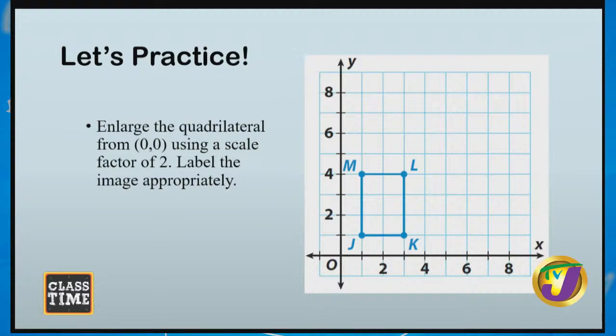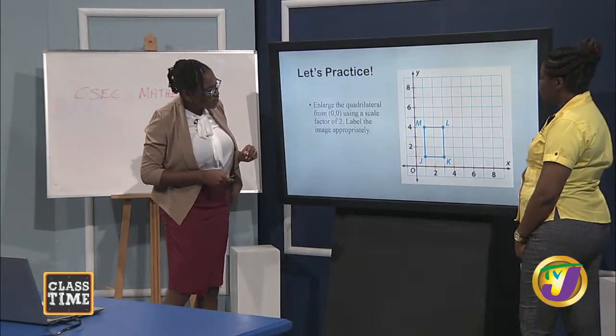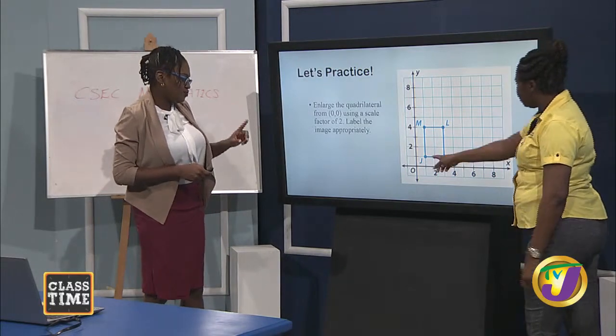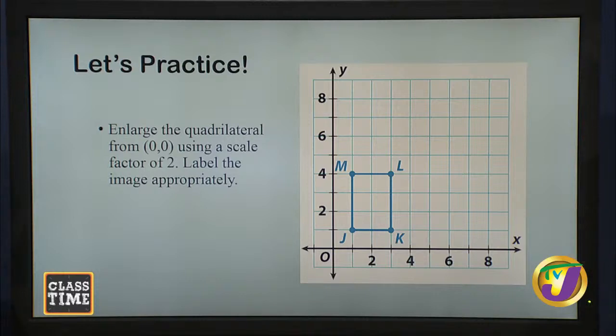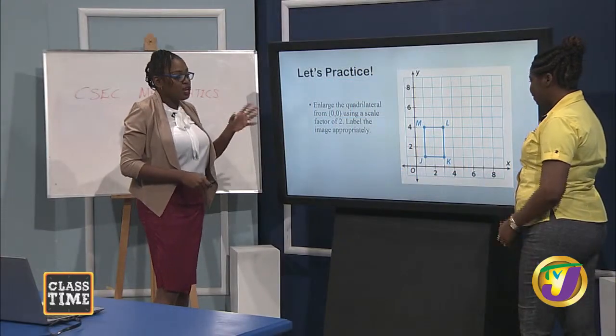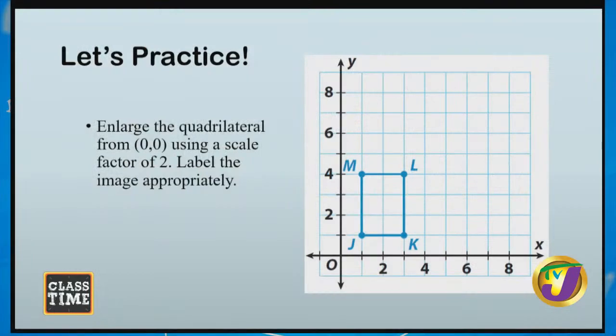So I'm going to use a little shortcut you taught me a while ago. J is located at 1, 1. Since the scale factor is 2, I'm going to multiply each of these numbers in the coordinates by 2. So 1 times 2 gives me 2. So I'm thinking that the location of J prime is going to be at 2, 2. And I'm very positive about it.